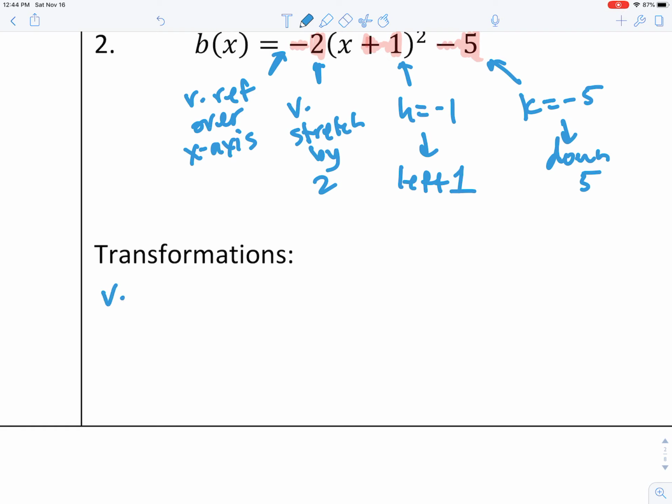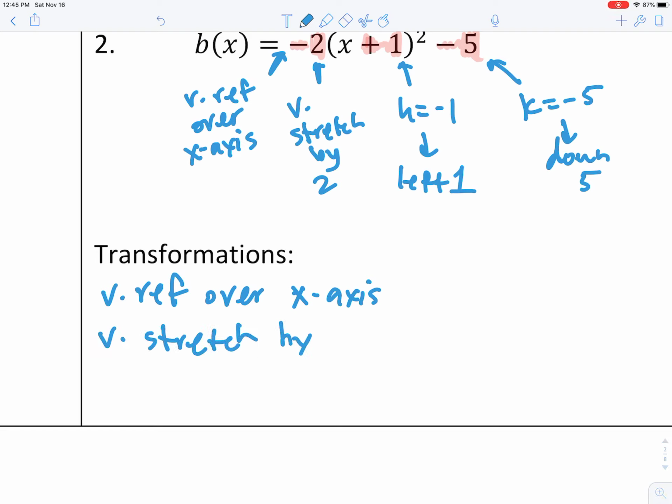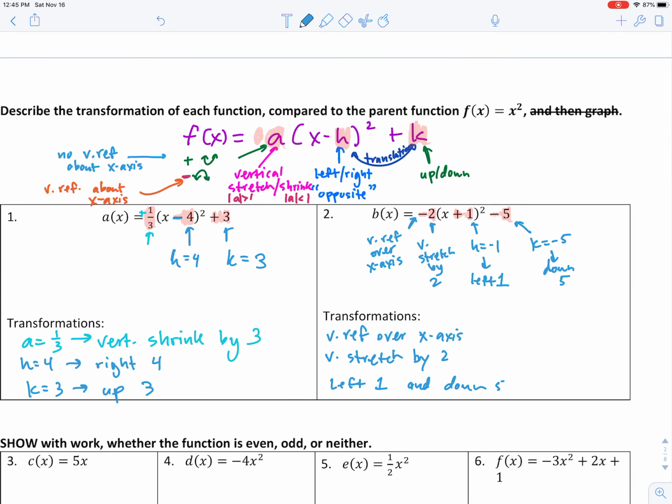Okay, so first thing, I've got a vertical reflection over the x-axis. I've got a vertical stretch by 2, and then I'm moving left 1 and down 5. Okay, so as a reference, the parent function is what we're really comparing it to. So all of these things, every single point that would have been true for this one here, they all get multiplied by 2 as far as the y value. They're flipped on the other side of the axis, and then they move left 1 and then down 5.